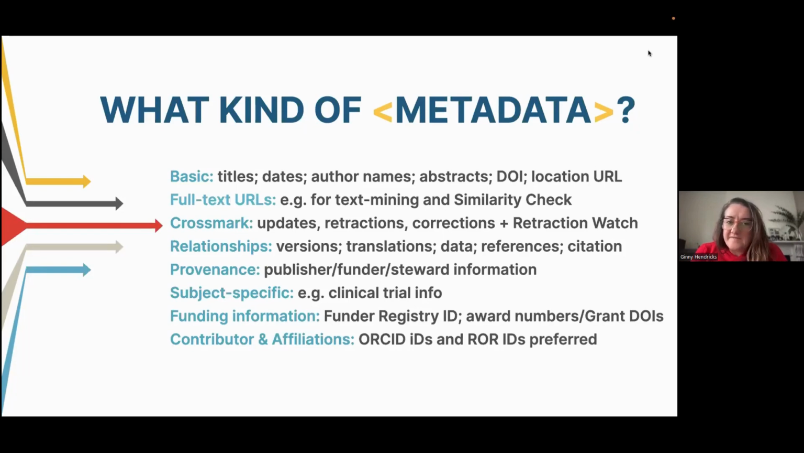And yeah, sometimes we have subject specific things. So if it's a biomedical journal, consider including clinical trial information. And we also want award numbers. Crossref has funding members now that are registering grant DOIs for their research grants, and we want those to be linked to the outputs from the funders' support as well, and other identifiers like ORCIDs and RORs I've mentioned.